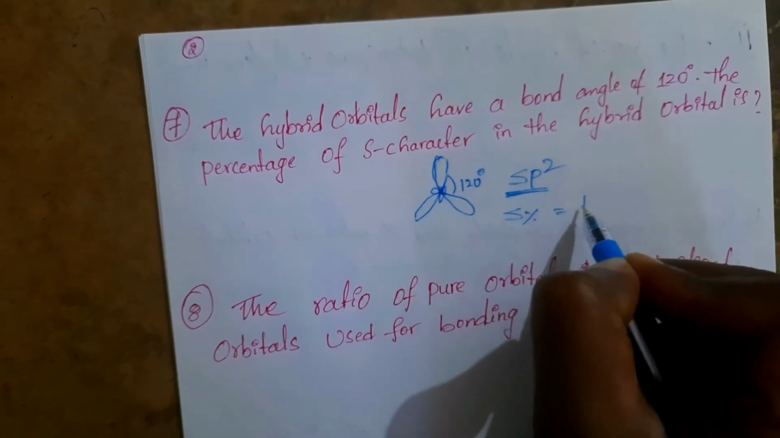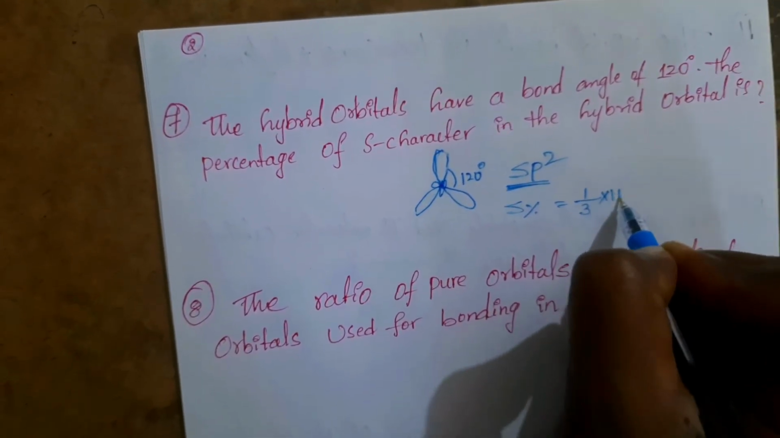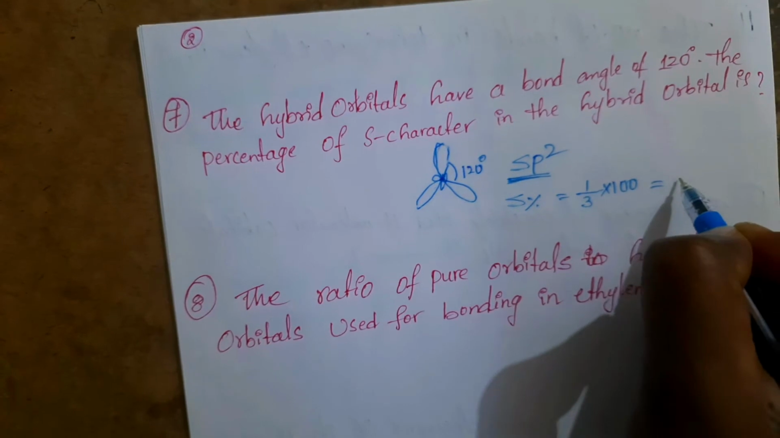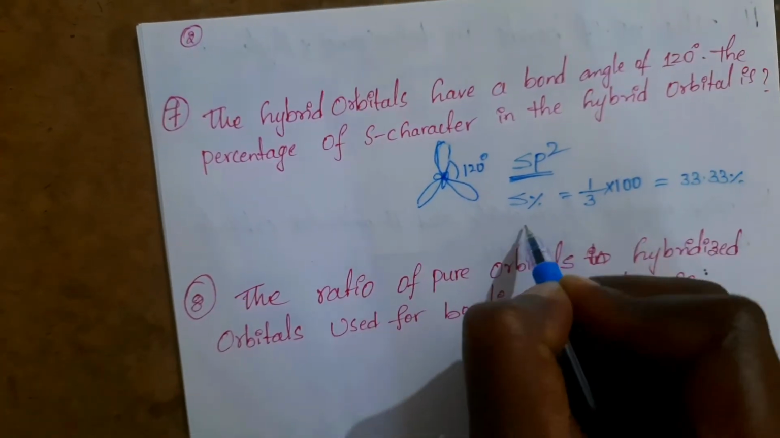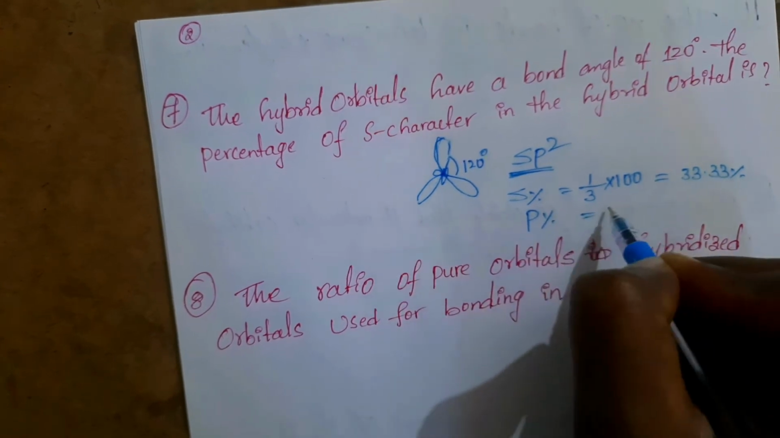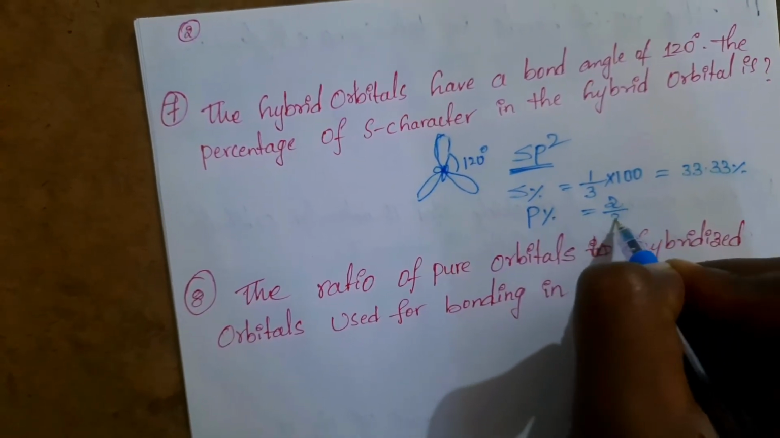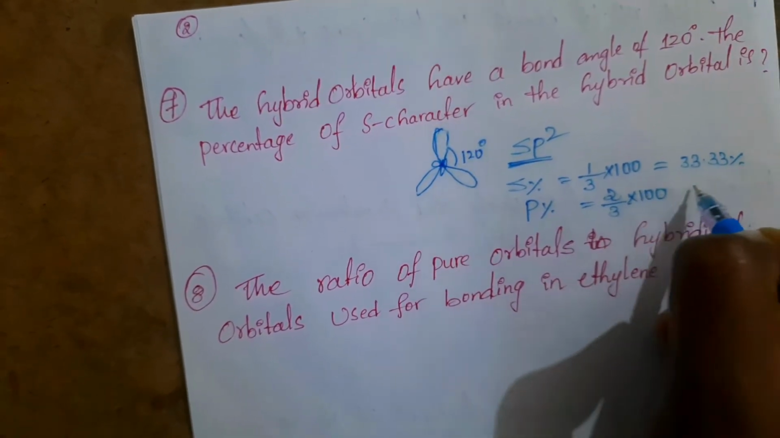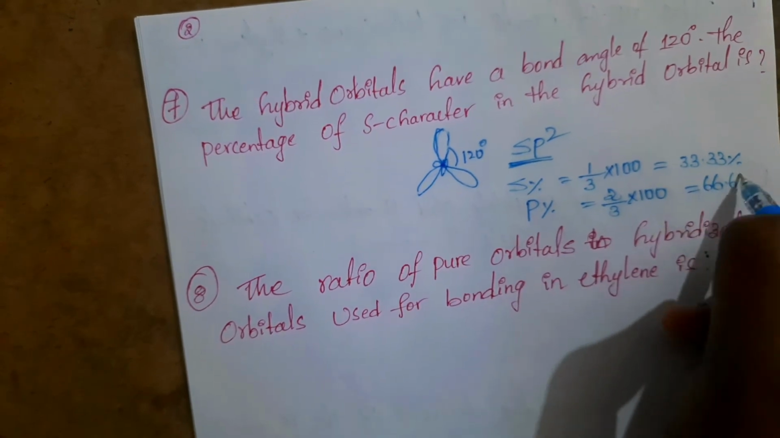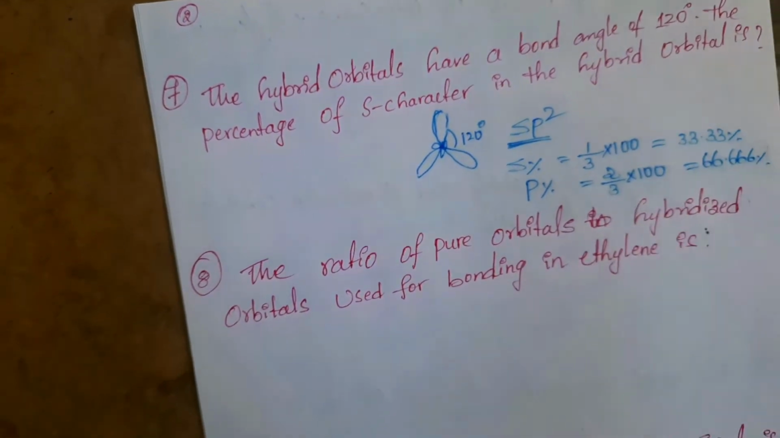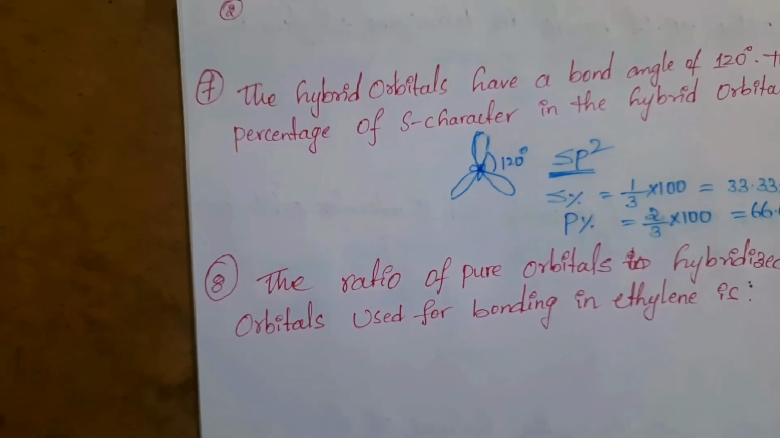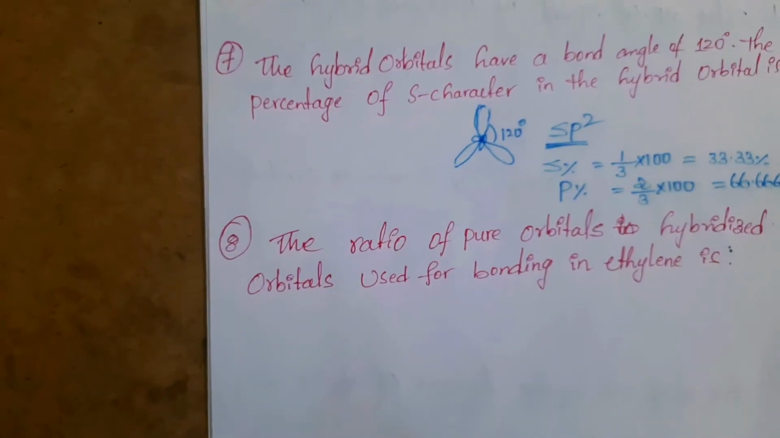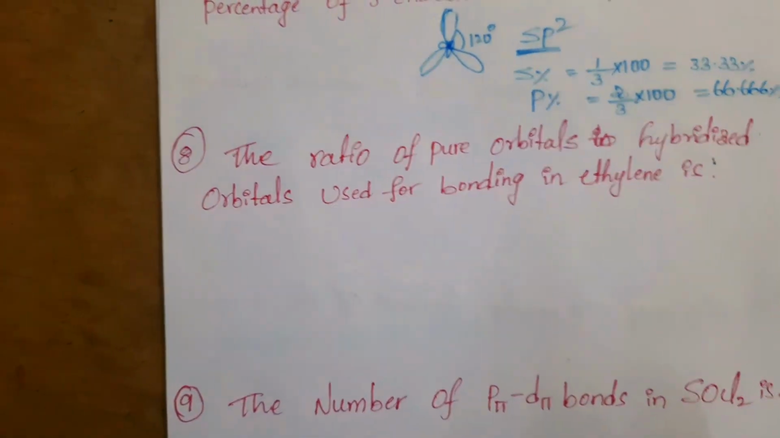Percentage of S is equal to 1 by 3 into 100. That is nothing but 33.33%. Percentage of S character. Percentage of P character will be 2 by 3 into 100. That is nothing but 66.66 percentage. Okay, so that is the percentage of S and P character in case of 120 degrees bond angle containing hybrid orbital.